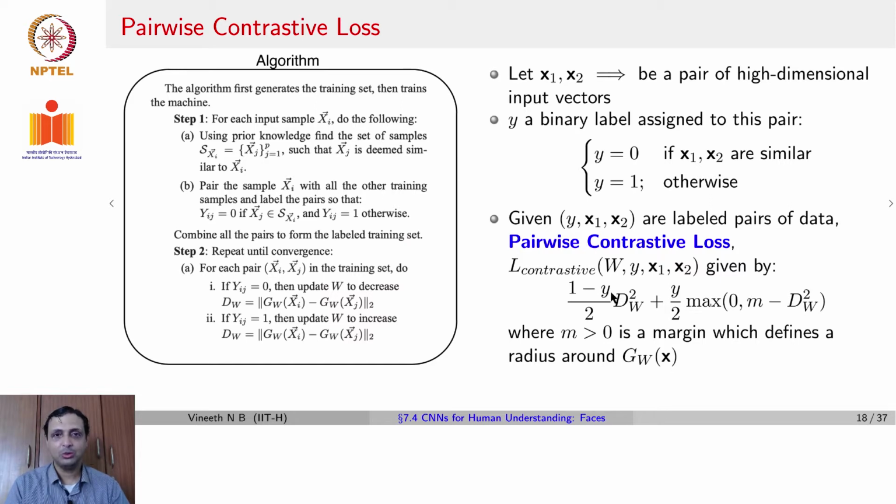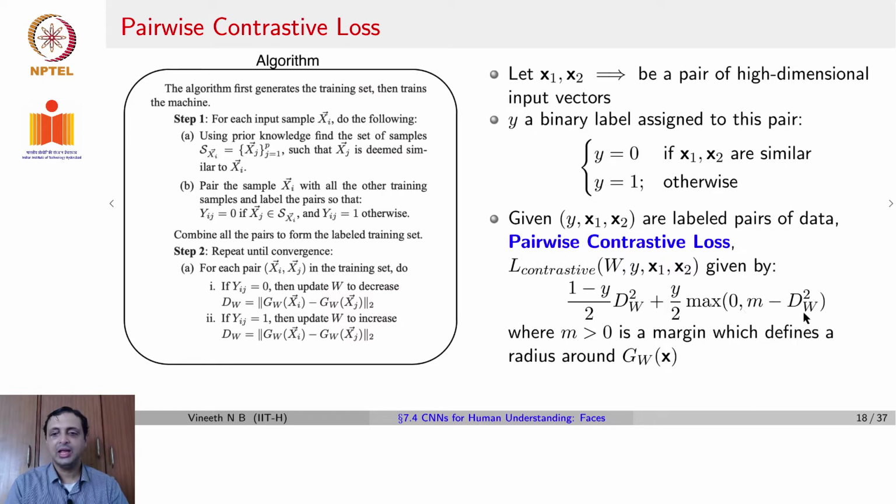When y is equal to 0, the images are similar, so you're minimizing dw square, which is what we'd like to do, and when y is equal to 1, you have dissimilar images as input, then you're minimizing the max of 0 comma m minus dw square. Let's analyze this. M is a user-defined margin that you want the dissimilar images to at least be separated by a certain number, 10 units or 20 units in your manifold, and so on and so forth.